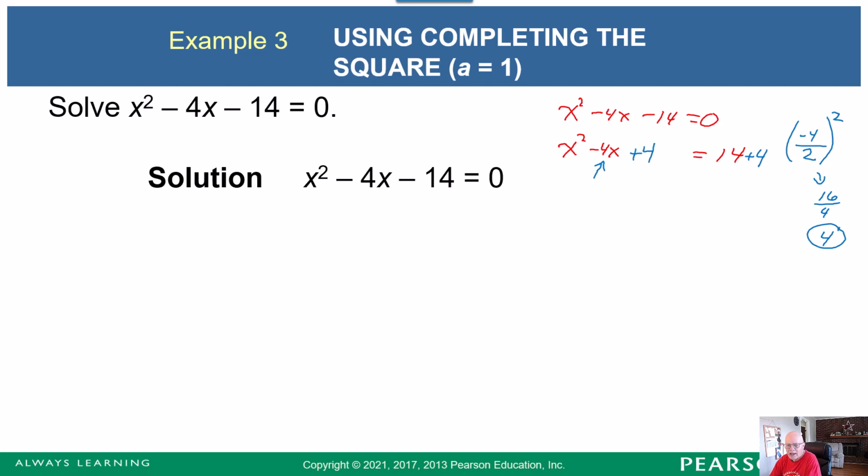All right, so what do we have right now? We've got x squared minus 4x plus 4 equals 18. Now what we have just done is we've completed the square. Why do I say that? Because now we can write this left side like that. We're taking half of this, squaring it, and adding it to both sides, which completes the square on the left-hand side.